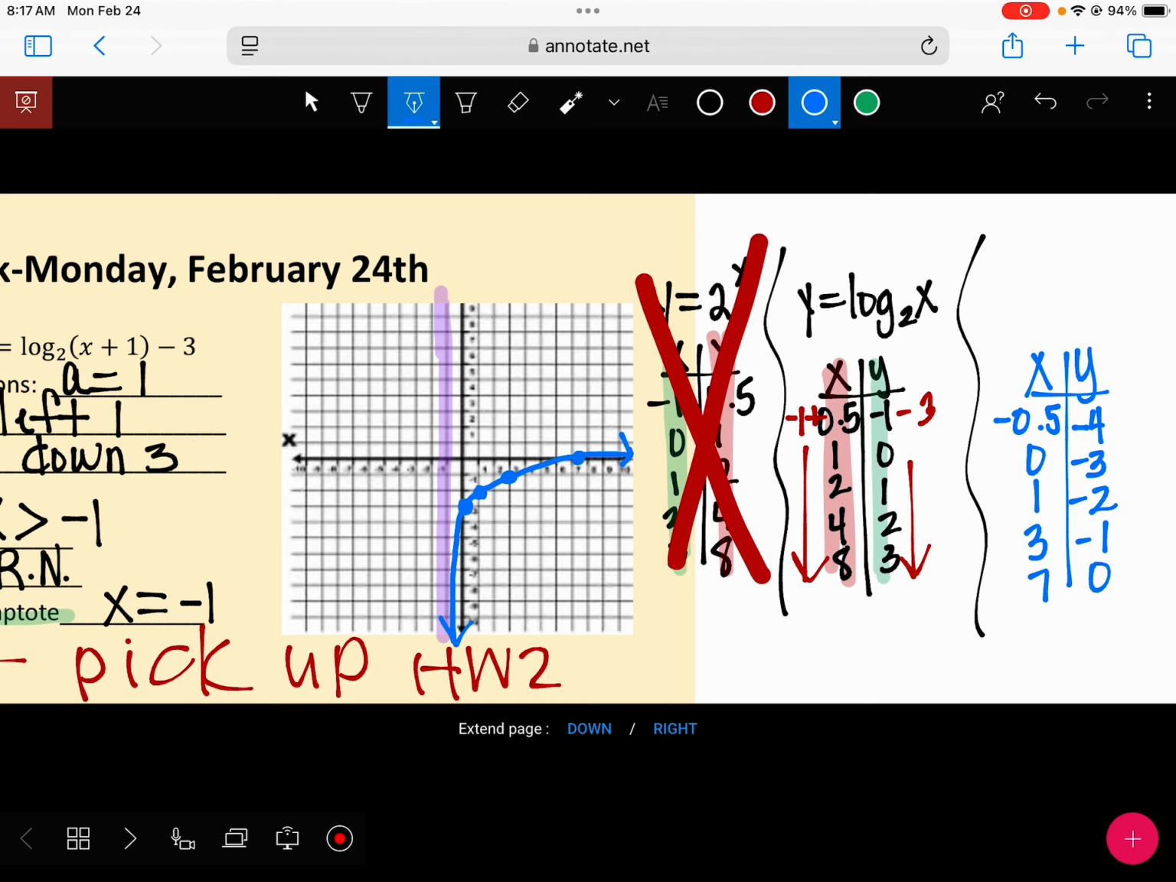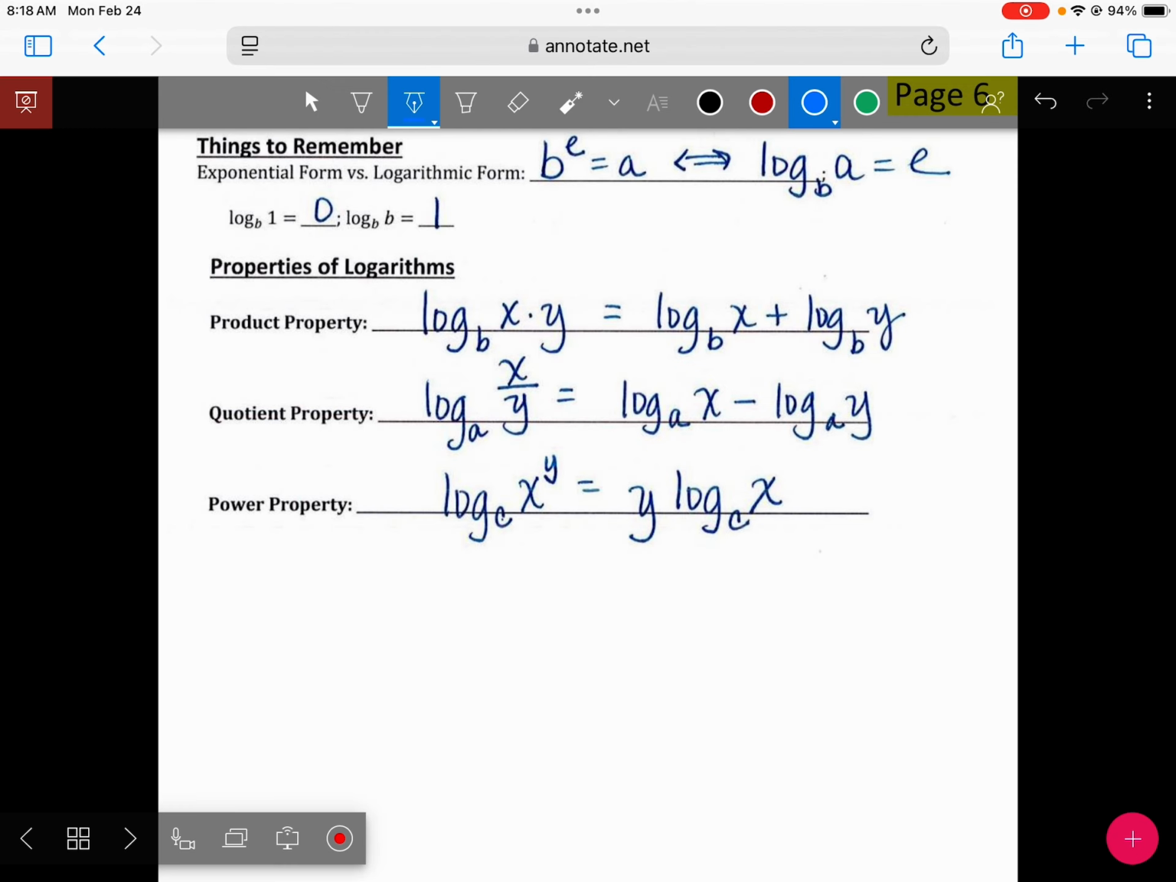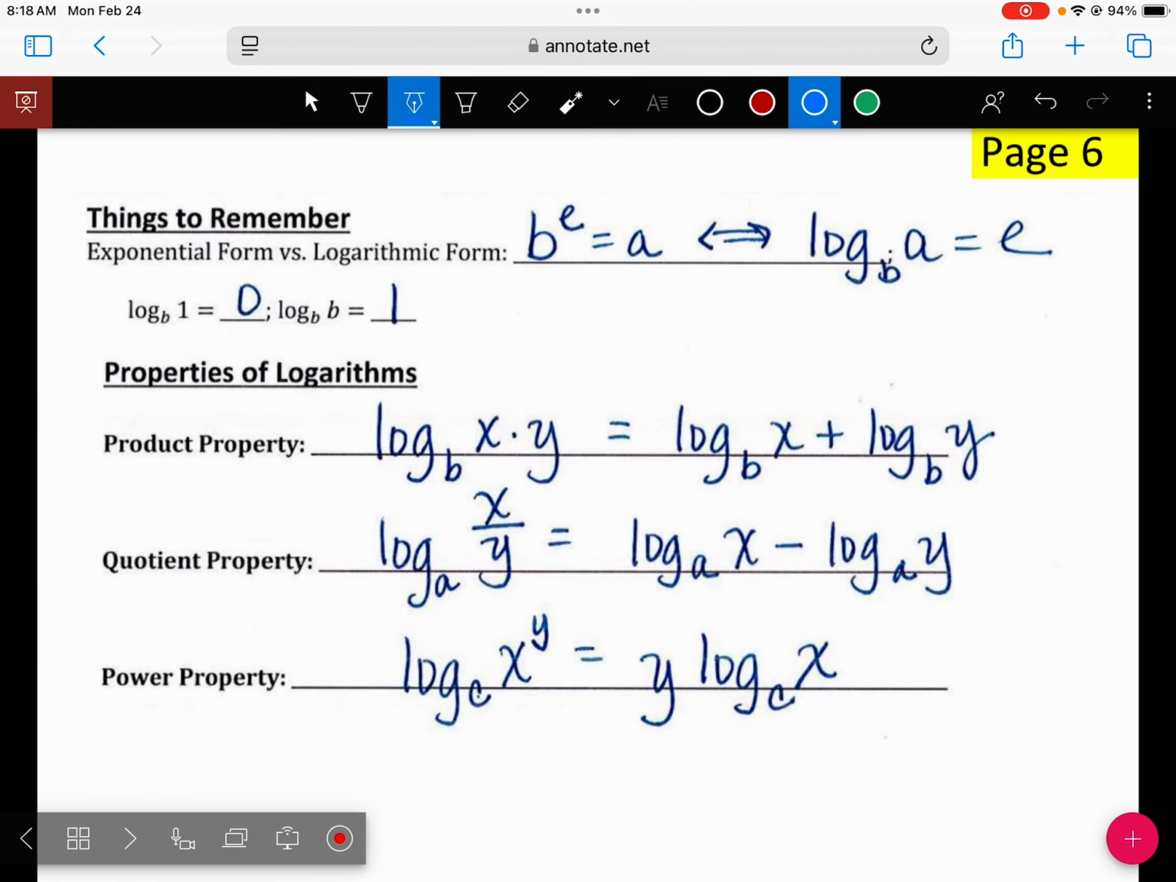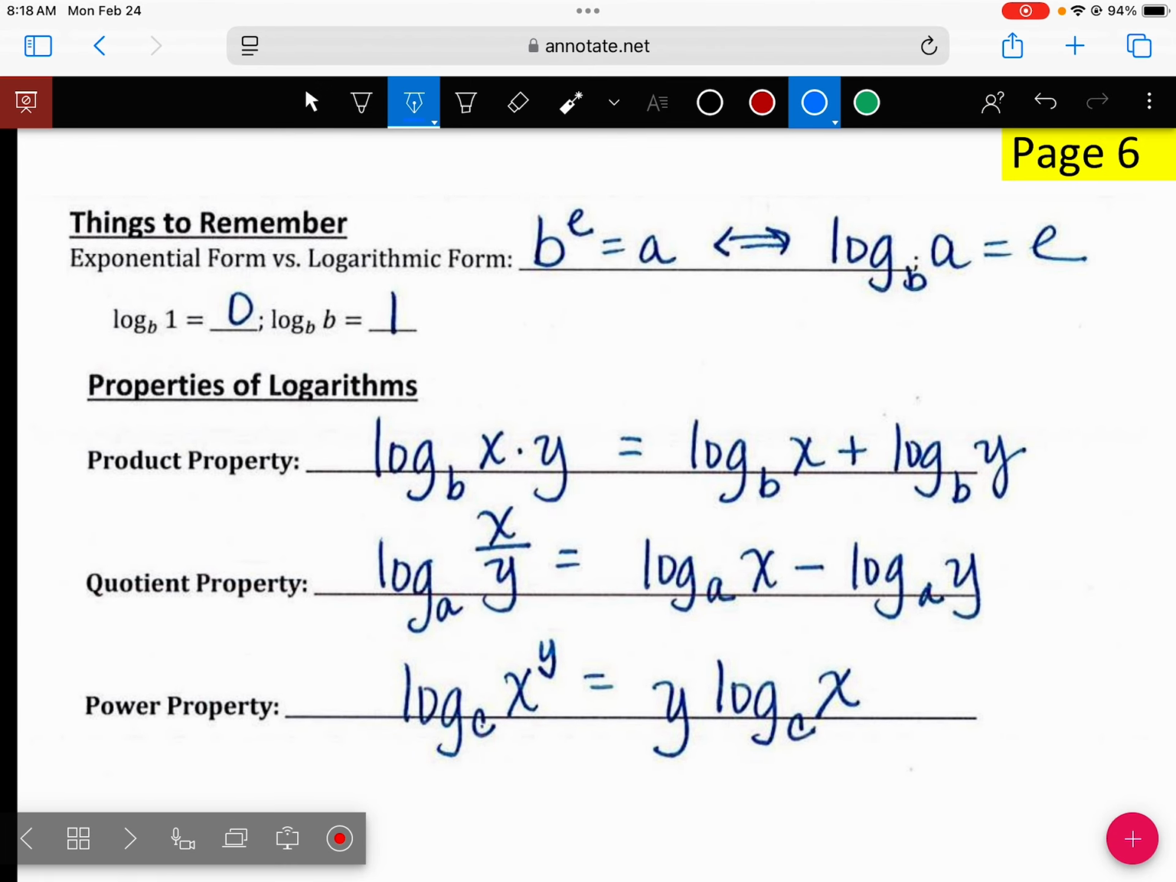All right, so we're going to start with log properties today. We do have a lot to copy down, so I'm going to go ahead and go to our notes. I believe we're on page 6. So take a moment, copy down these properties, and then we'll talk through them together. So go to page 6 in your pink packet, copy down the properties, and then we'll talk about it together.